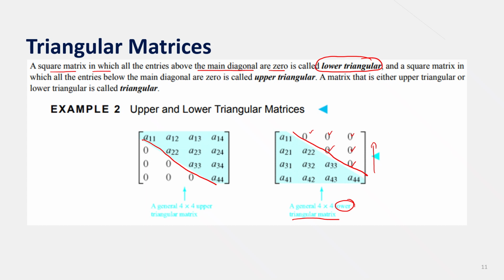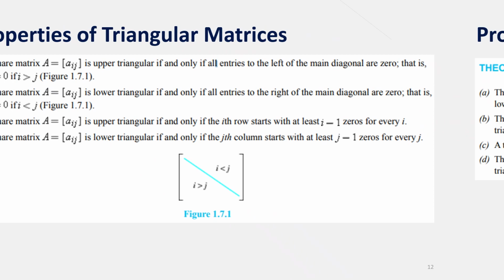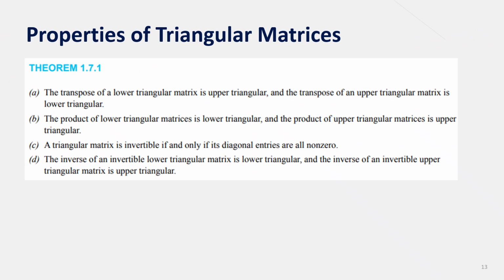The other way around, when you have all entries below the main diagonal equal to 0, so this one below the main diagonal, we call this an upper triangular matrix. This is a more precise definition of a triangular matrix. You can read about it. Now let's talk about what is unique in the properties of triangular matrices.